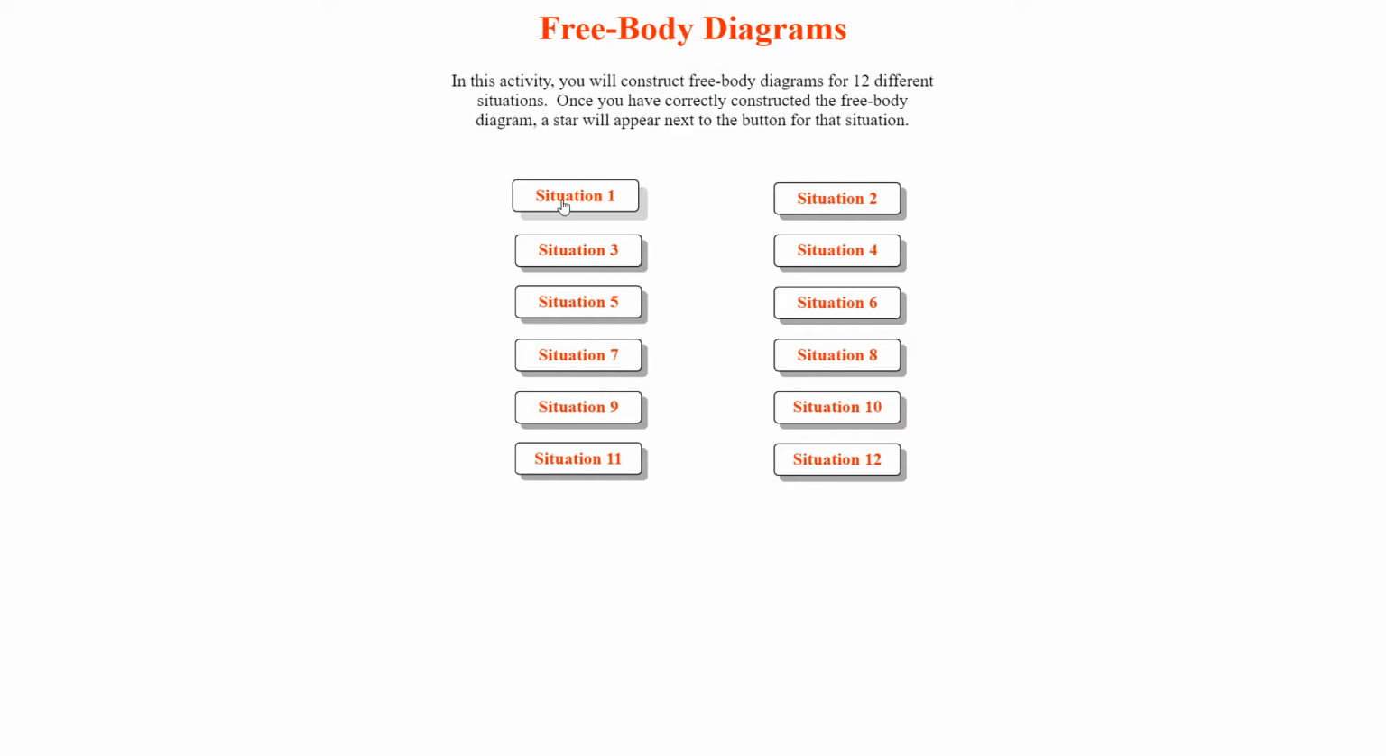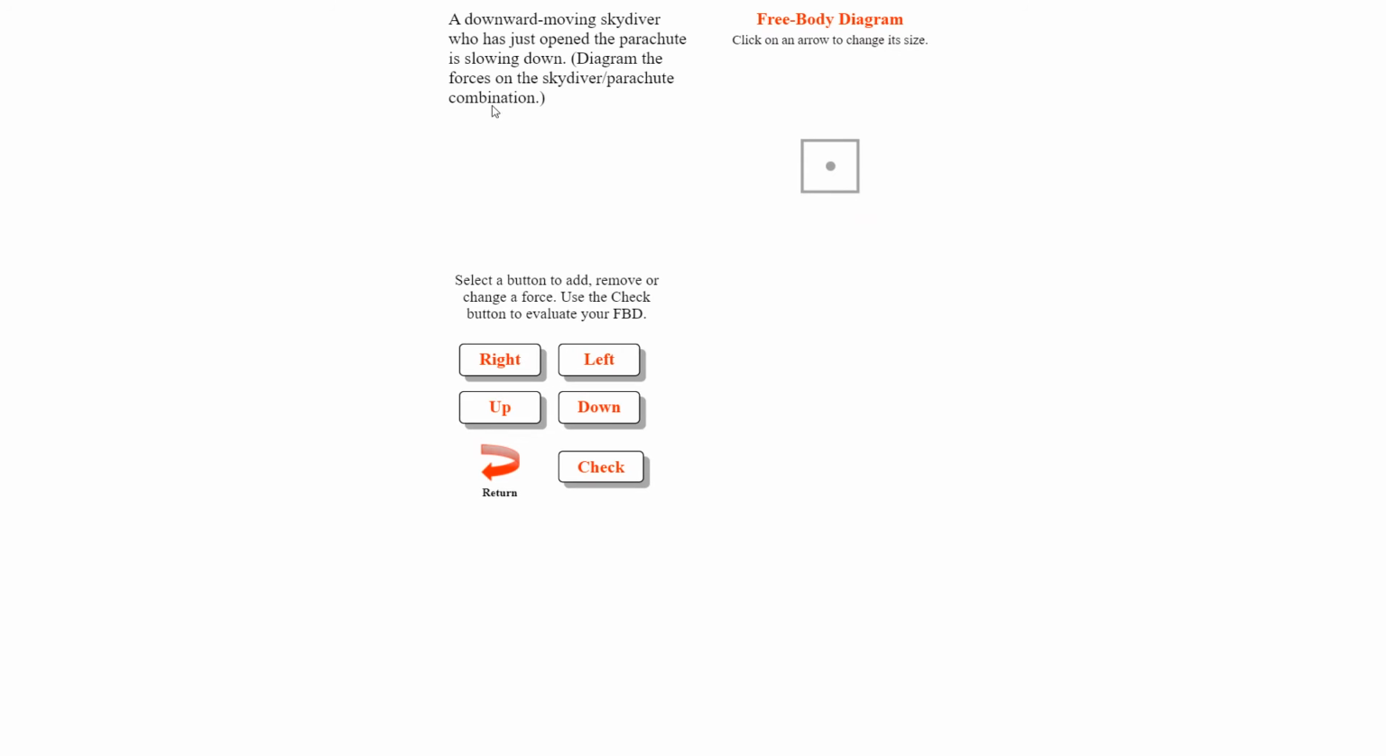These situations are in random order, so the first one is going to be ours here. We're looking at a downward moving skydiver who just opened a parachute and is slowing down. The first force we want to look at, we're going to hit down, and this will give us some options. If we're talking about a skydiver, we know the skydiver is going to fall to the ground due to gravity. So we hit gravity, and gravity is now pointing down.